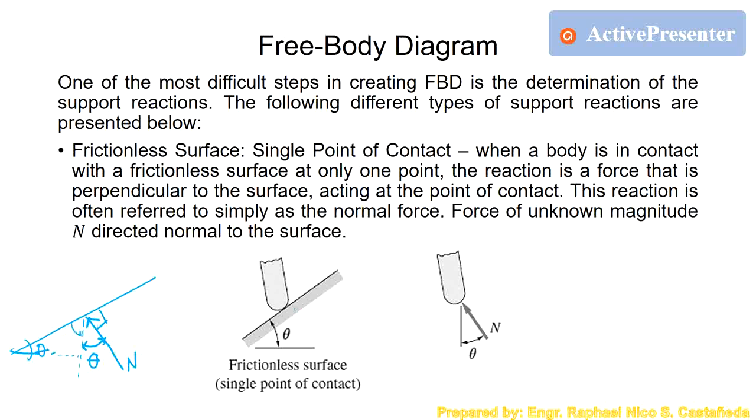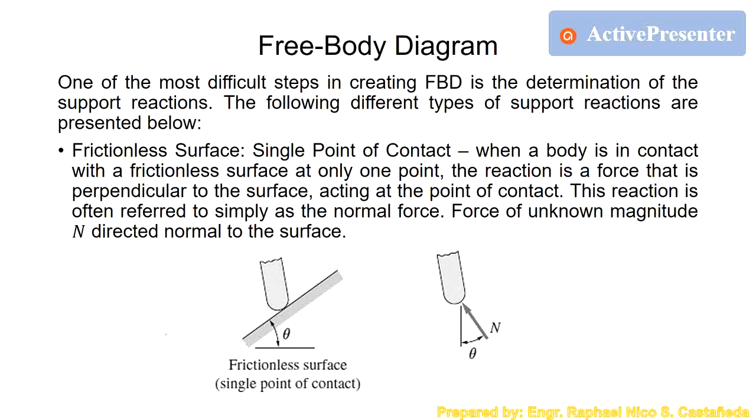this one right here is 90 minus theta. So since all of this is 180, so 90 plus 90 minus theta plus theta is equal to 180. You will get this one as theta. So that's how you get the direction. So it is normal to, or shall we say perpendicular to, the surface.